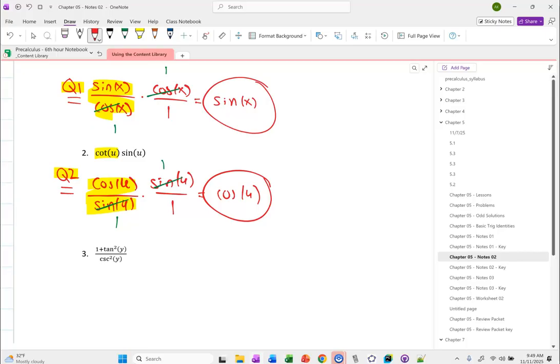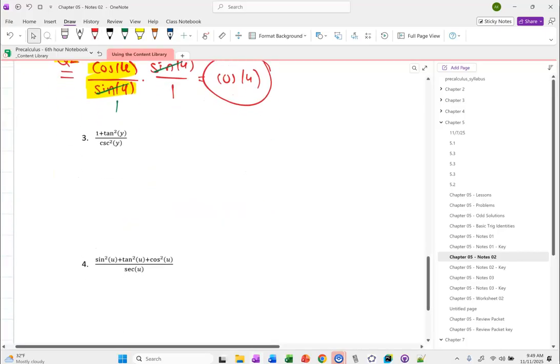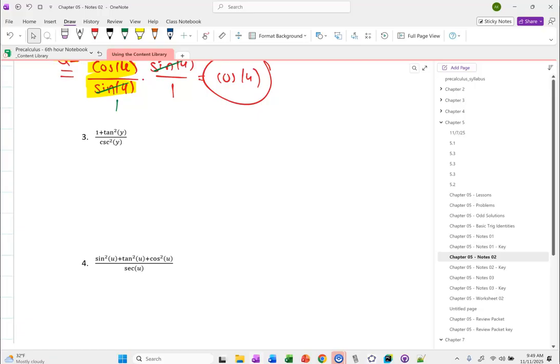All right, let's look at our two more examples. Second to last example. I have 1 plus tan squared y over cosecant y. So obviously, again, any algebra thing to do here? Not really. There's no like terms to combine. There's no factoring to do. There's no foiling to do. There's no reducing to do. It's already a single fraction. It's identity time for sure.